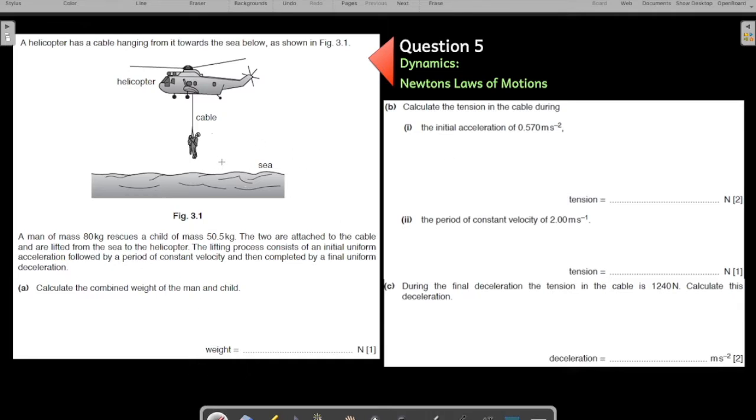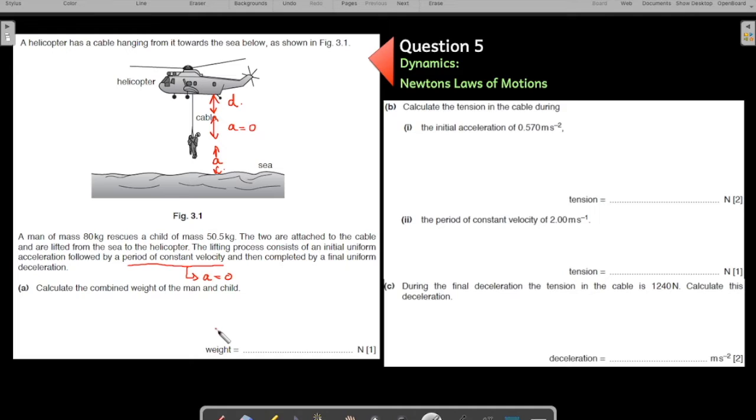Initially there is an acceleration, let's call it a. Then there is a period of constant velocity. Constant velocity means that the acceleration is 0. And then finally there is a deceleration, which means that the speed is going down. So initially the speed is going up, the speed remains constant, and then the speed goes down, which is deceleration.